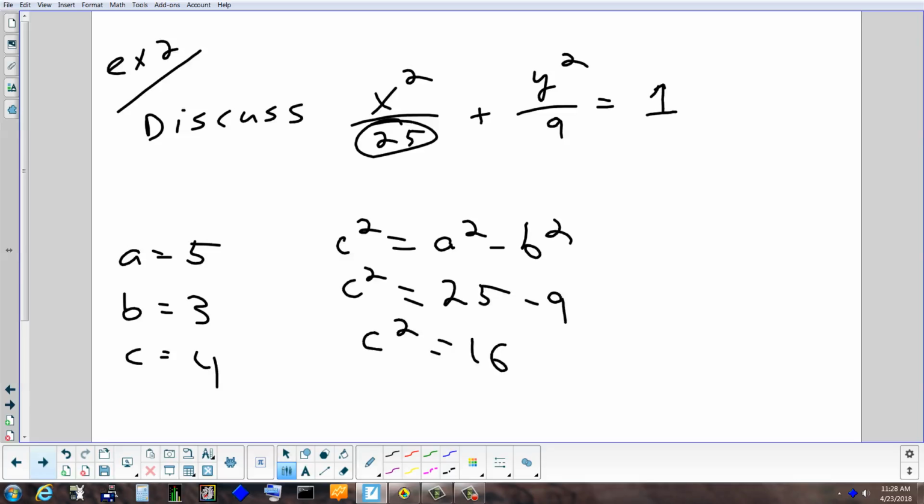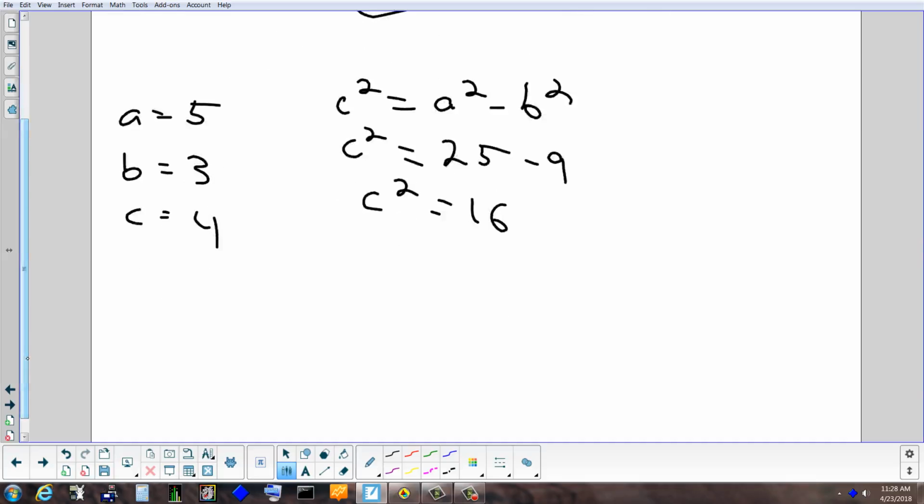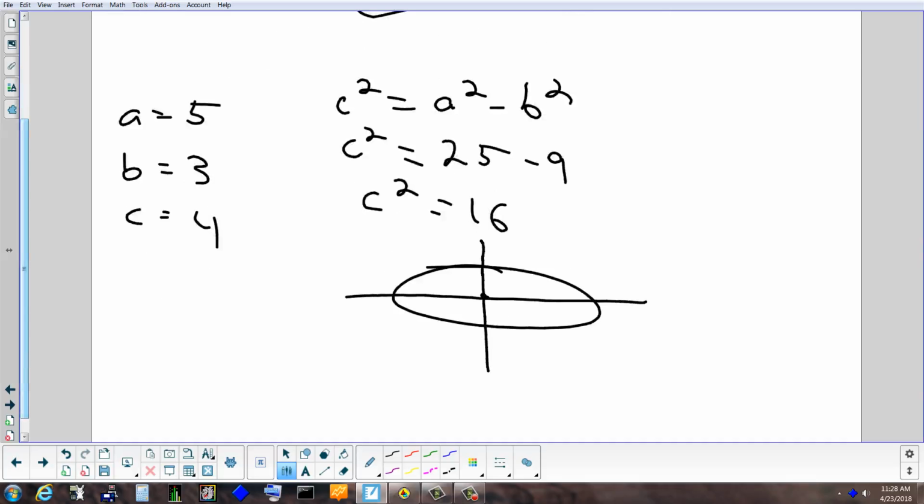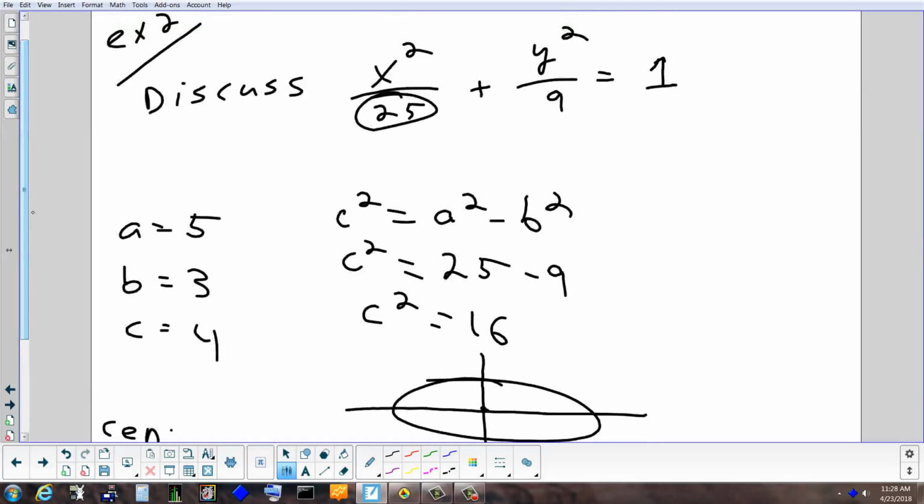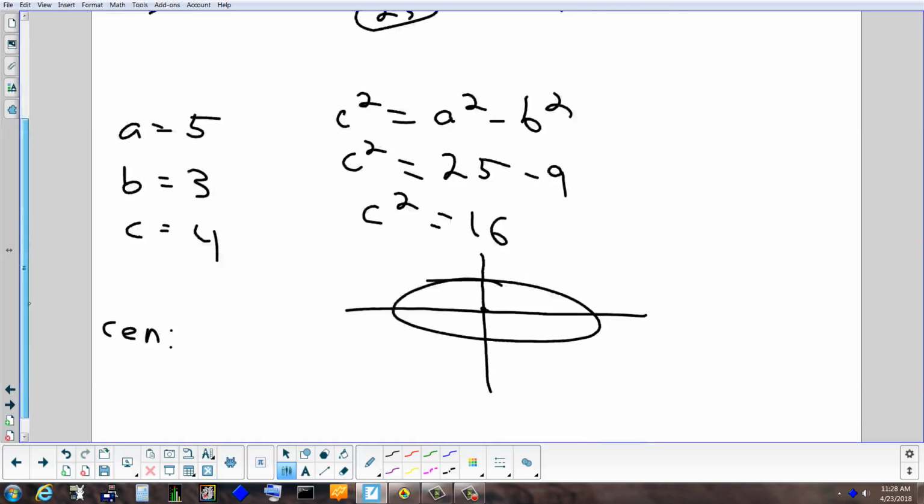The bigger number was under x. Again, you don't have to know this yet because I haven't given you the other type, but you will. When the bigger number is under x, that means the ellipse goes in the x direction. It's horizontal. So it's going to look something like this. So here's your center, major axis, minor axis. Where's the center? Because we haven't talked about anything different yet, it's always 0, 0.